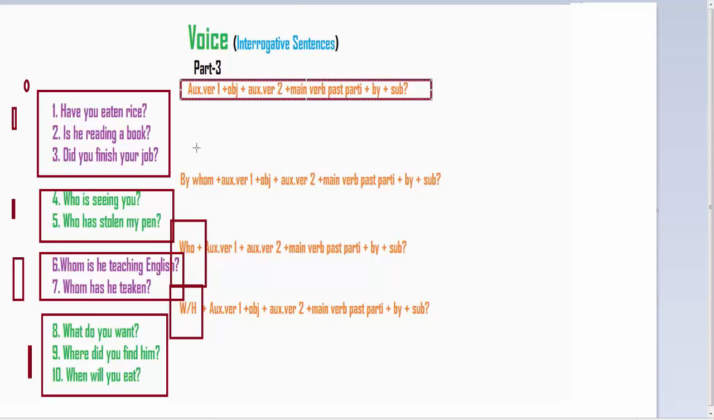If the sentence is present perfect, the auxiliary verb becomes has been, have been. Has is auxiliary verb 1, been is auxiliary verb 2. Likewise, am being, is being, are being. Am is auxiliary verb 1, being is auxiliary verb 2. So we can write it like this.